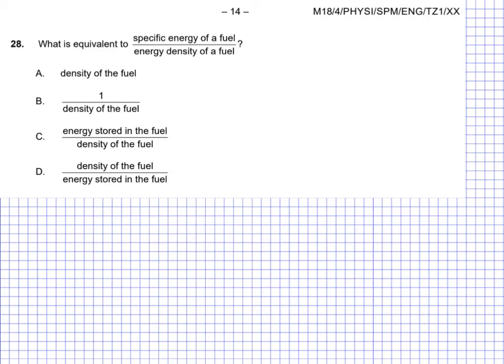Hello everyone, this is another Physics 30 IB past paper review. This is May 2018, paper 1, standard level, and this is page 14. Just a couple of questions here, 28 and 29.